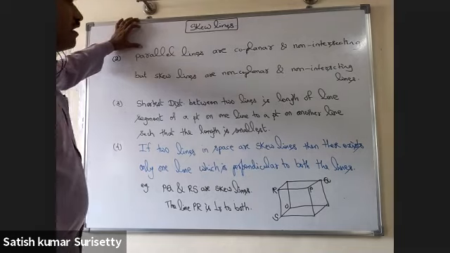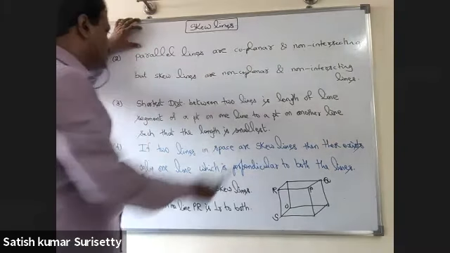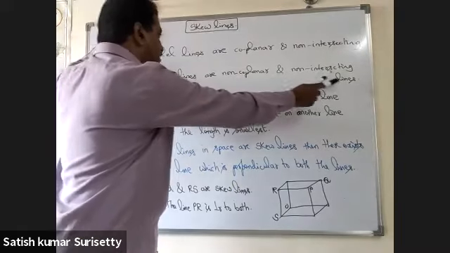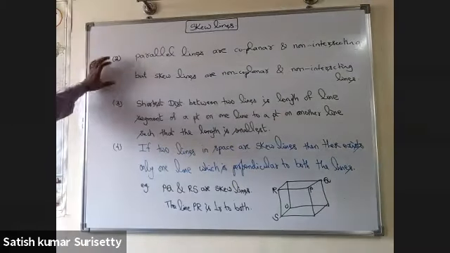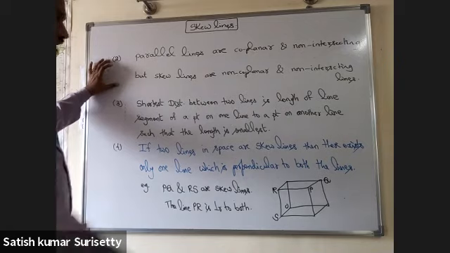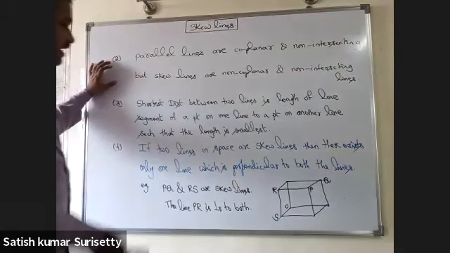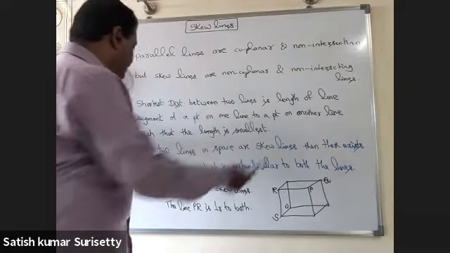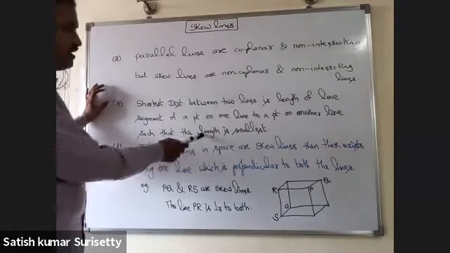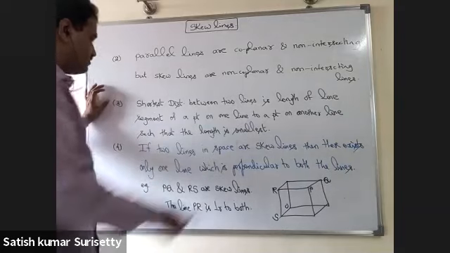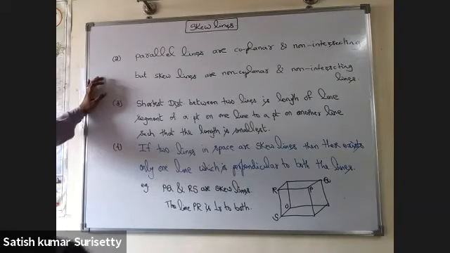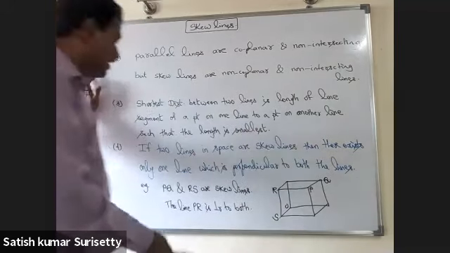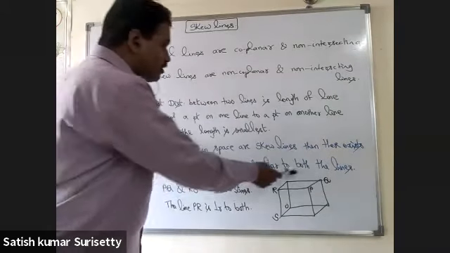Parallel lines are always coplanar and non-intersecting, whereas skew lines are non-coplanar and non-intersecting lines. The shortest distance between two lines is the length of the line segment from a point on one line to a point on another line, such that the length of the line segment must be the smallest. So if you have two lines in space, or skew lines, then there exists only one line which is perpendicular to both the lines.